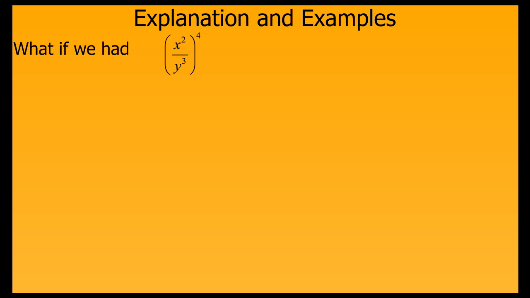What if we had something that looks like this? If I expand it out, I get x to the 2nd multiplied by itself 4 times in the numerator, and y to the 3rd multiplied by itself 4 times in the denominator. Using my property, I can then write this as x to the 8th divided by y to the 12th.